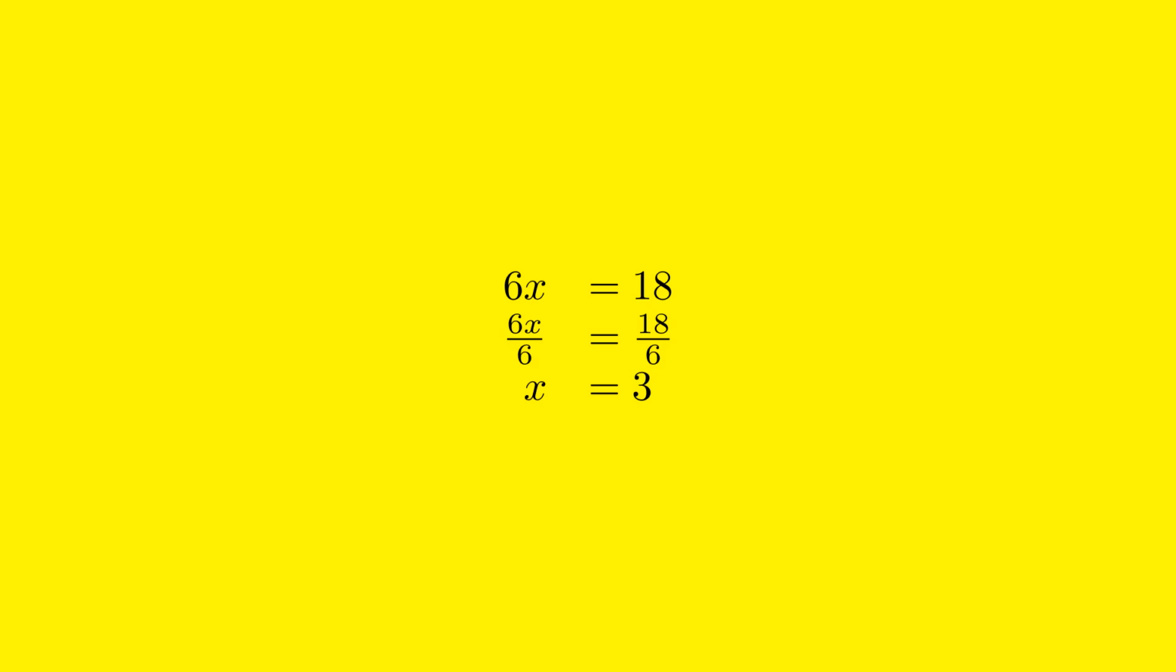This gives us 6x divided by 6 equals 18 divided by 6. On the left side, 6 divided by 6 simplifies to 1, leaving us with just x. On the right side, 18 divided by 6 simplifies to 3. So now the equation simplifies to x equals 3. This completes our solution. The value of x is 3.